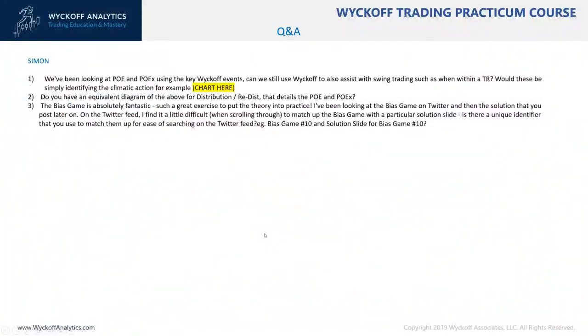Next question. Do we have an equivalent diagram of the above for the distribution, redistribution that details the points of entry and points of exit? I will bring this up in the news cycle of the WTC, Simon, and once I have that slide, I will present it here in the practicum, so you guys will have this.